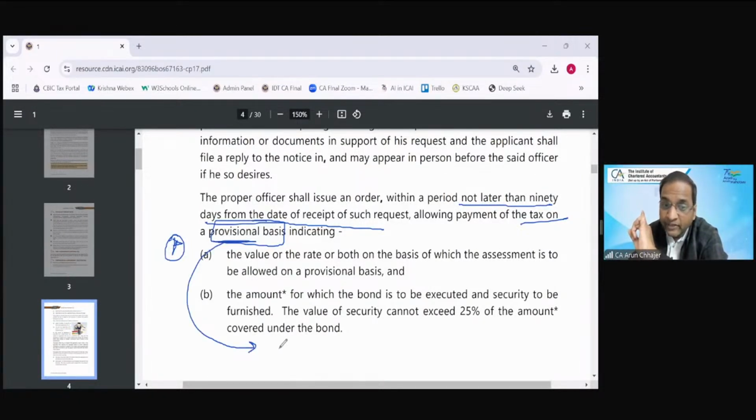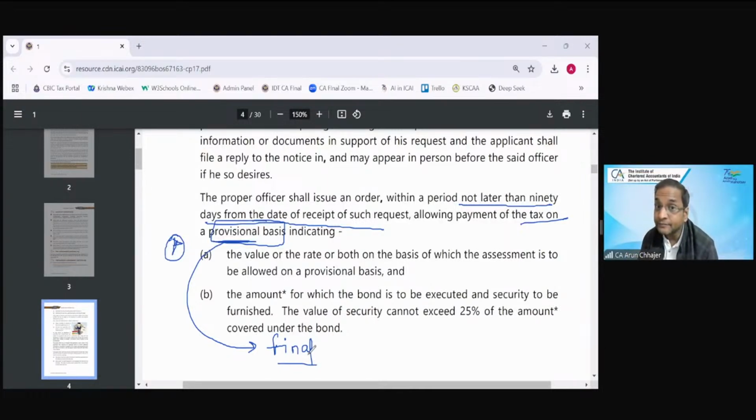In some time you will read the final assessment, meaning thereby whatever the rate or the value they have given, that can also be changed in the final assessment. That may be subject to the final assessment.